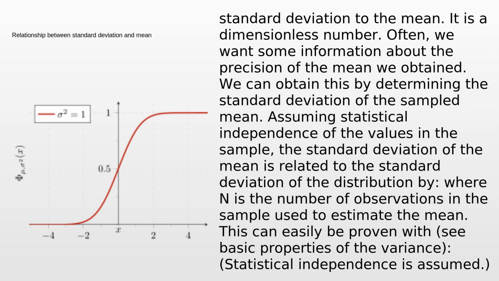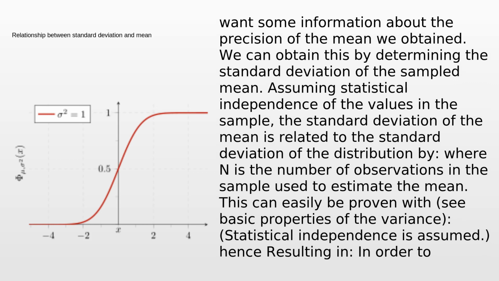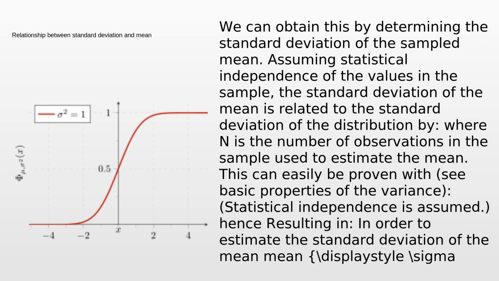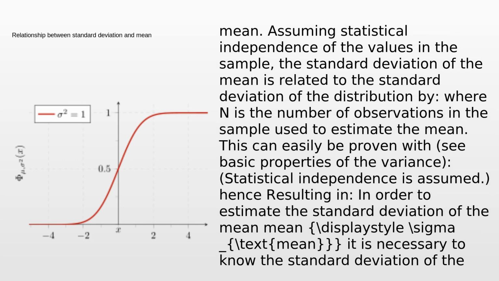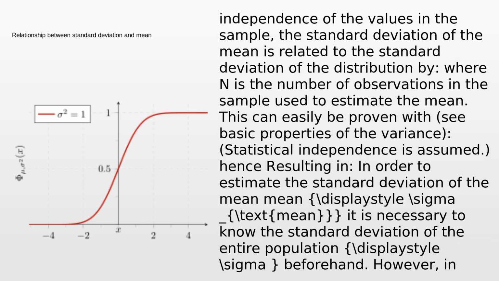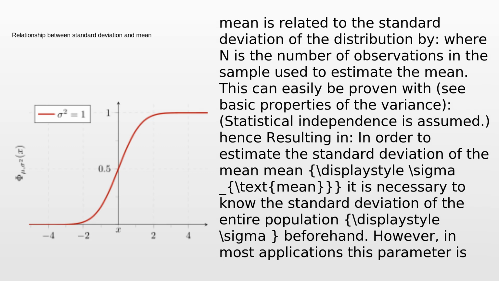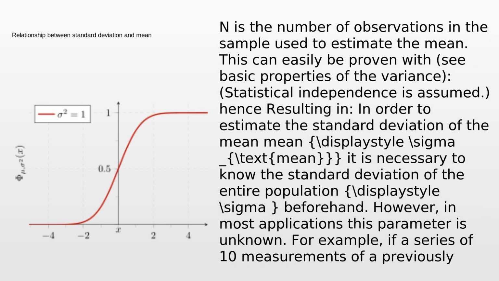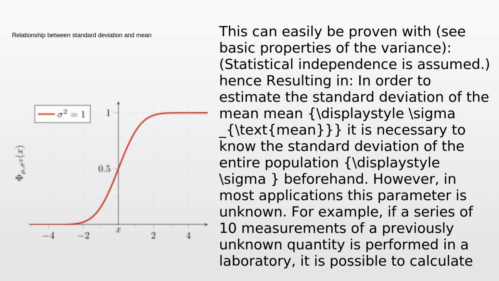Often, we want some information about the precision of the mean we obtained. We can obtain this by determining the standard deviation of the sampled mean, assuming statistical independence of the values in the sample. The standard deviation of the mean is related to the standard deviation of the distribution by the formula, where n is the number of observations in the sample used to estimate the mean. This can easily be proven with basic properties of the variance.